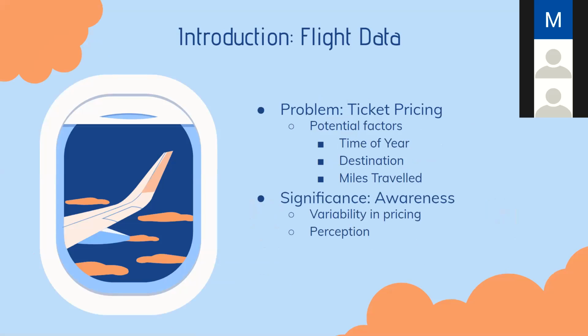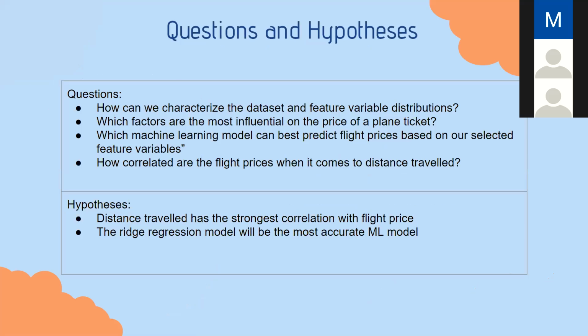We think it's a significant problem because for those who have flown on a plane, we don't have much of an idea of what goes into this pricing, although one would assume that distance would play a decent role. So we formulated some questions and had some hypotheses. We hypothesized that distance traveled would be the strongest correlation with flight price, and that the ridge regression model would potentially be the most accurate machine learning model. You'll see what the results of those hypotheses were when we go more in depth.